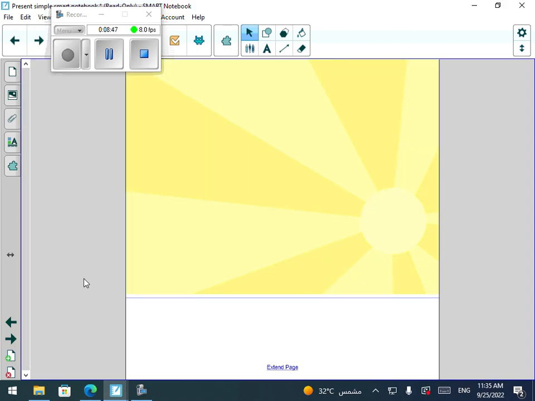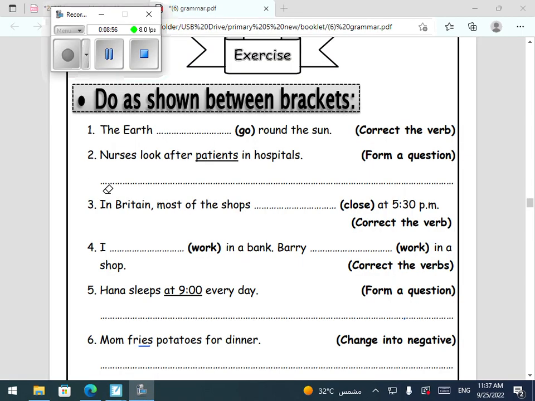That's all regarding the rule or the explanation. Let's go ahead in order to apply all of this. We're gonna have some exercises to answer together. As we have here, guys, do as shown between brackets.